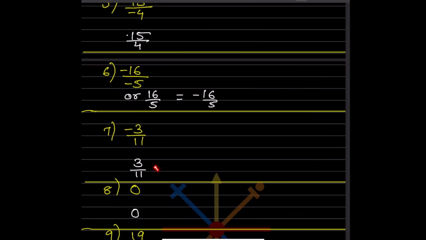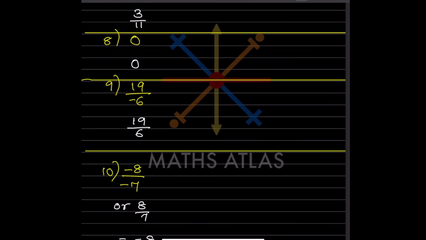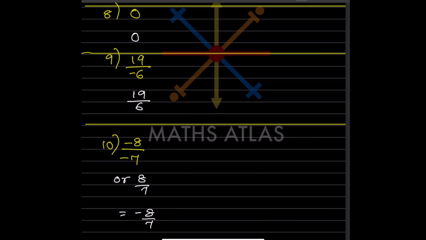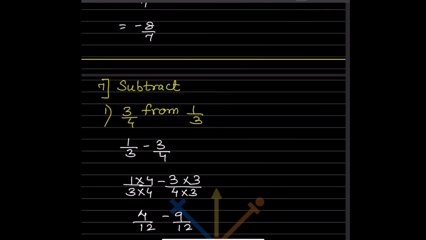Negative 3 by 11 will be 3 by 11. 0 is going to be 0. There is no sign because we don't see minus 0 or plus 0, because 0 is always 0. Now here we can also write this as minus 19 by 6. So that will now be plus 19 by 6. Again, as I said earlier, when minus and minus are both there, that will become plus. We can also write this as the same. So when we take the additive inverse of that, that is going to be minus 8 by 7.